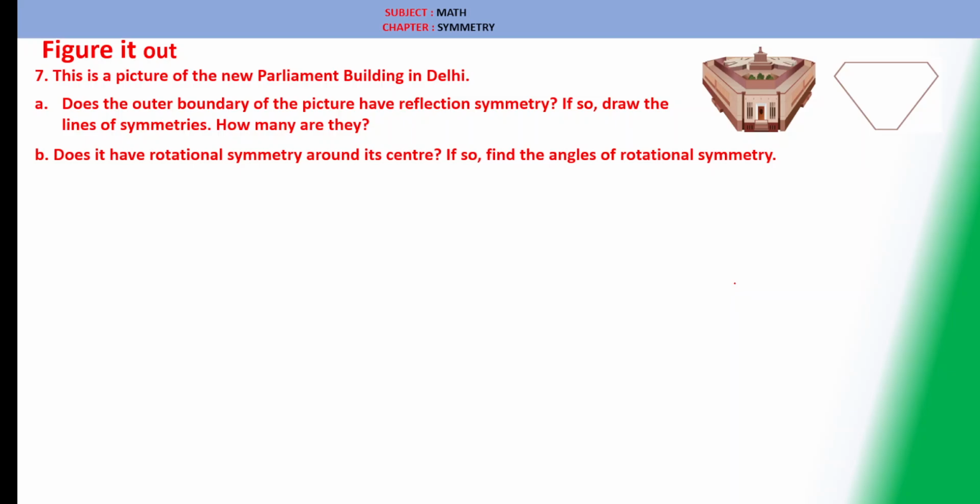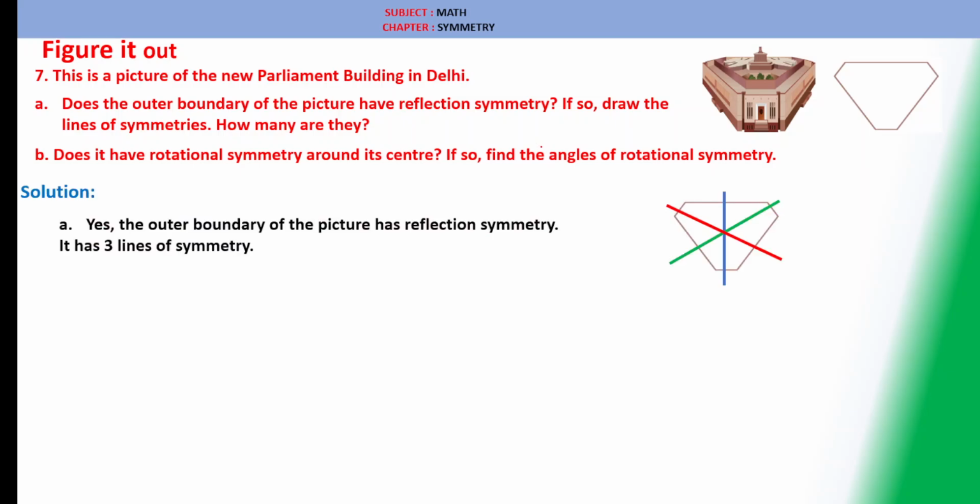Let us see question number 7. This is a picture of the new Parliament building in Delhi. Does the outer boundary of the picture have reflection symmetry? If so, draw the lines of symmetry. How many are they? Does it have a rotational symmetry around its center? If so, find the angles of rotational symmetry.